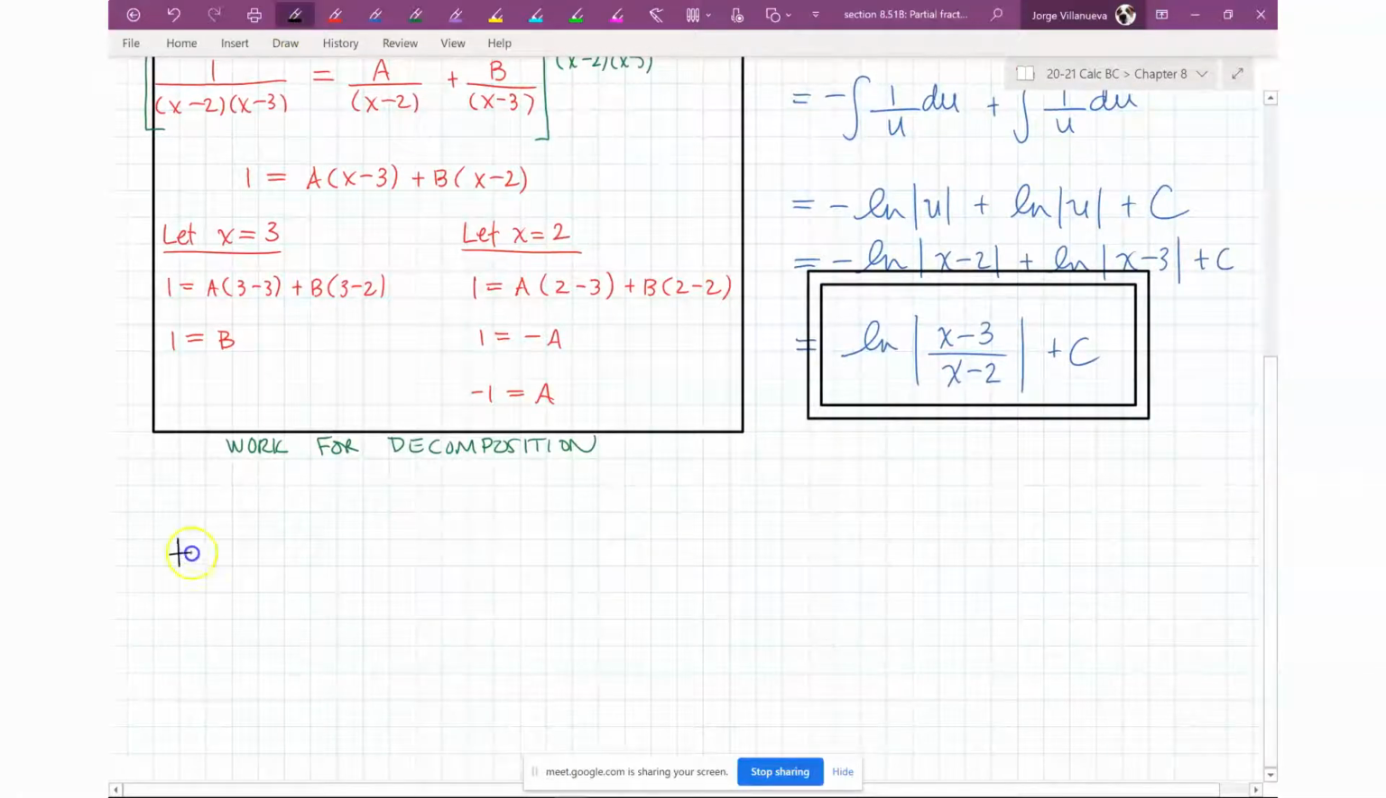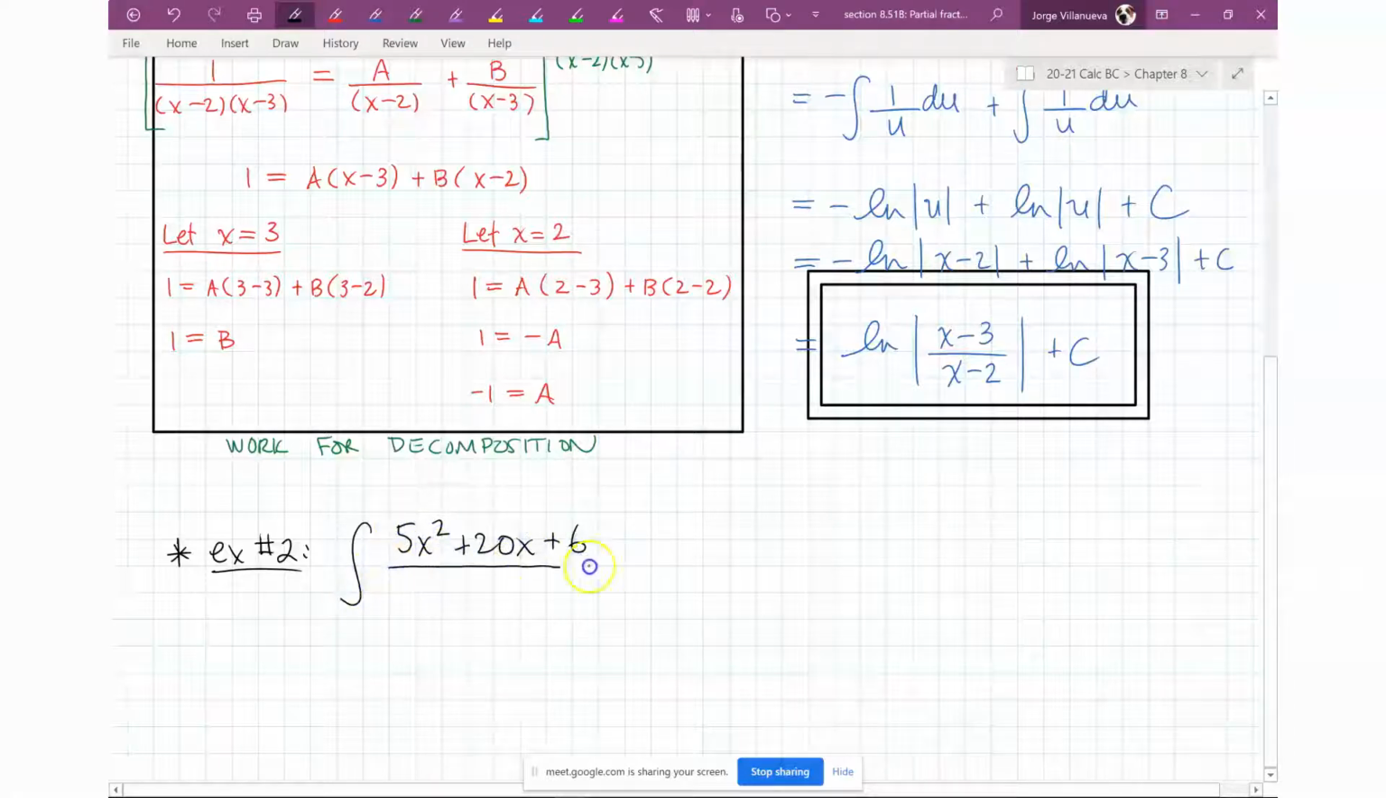All right, so here we go. Example number 2. So we're going to integrate 5x squared plus 20x plus 6 over x cubed plus 2x squared plus x dx.